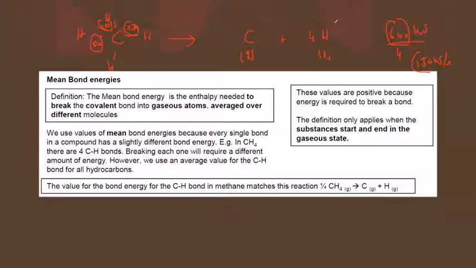So mean bond enthalpy does not give an accurate answer because this is the average value required to break the bond. And this definition only applies to gaseous substances. As you can see, the mean bond energy is the enthalpy needed to break the covalent bond into gaseous atoms, so we should have the substance in a gaseous state to break the bonds.